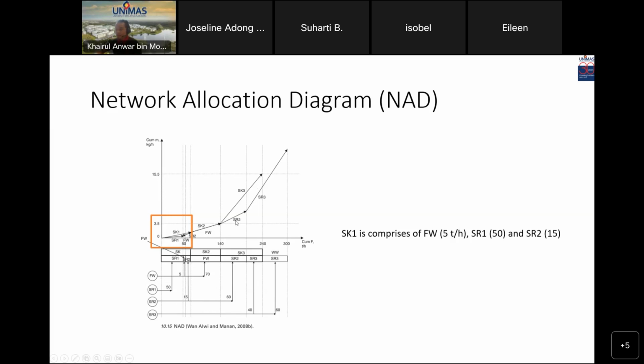For SK3 here, it comprises the remainder of source 2 and part of source 3. So 60 source 2 and 40 source 3, while the remainder of source 3 becomes the wastewater. This is a network allocation diagram in AD.